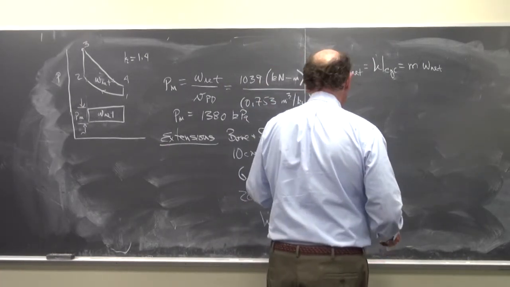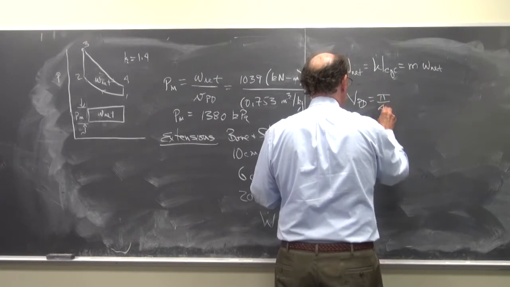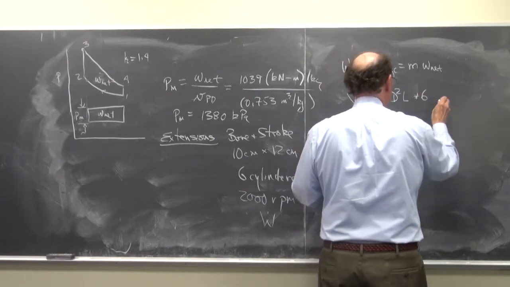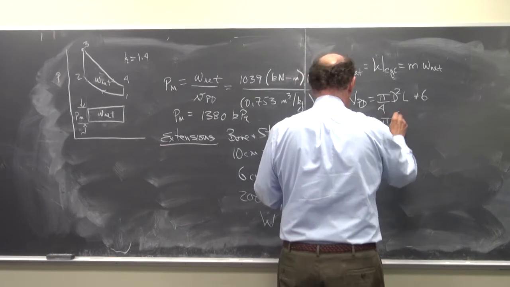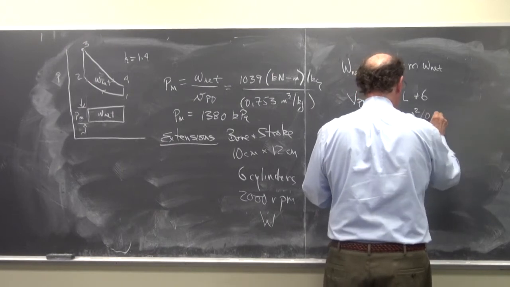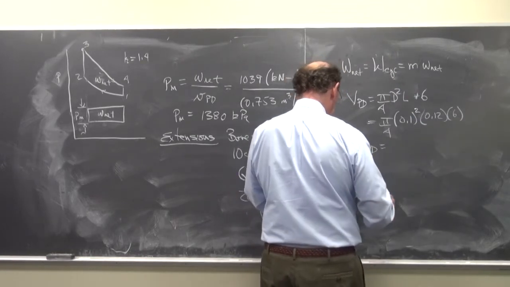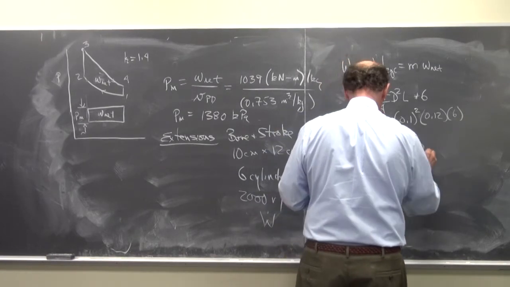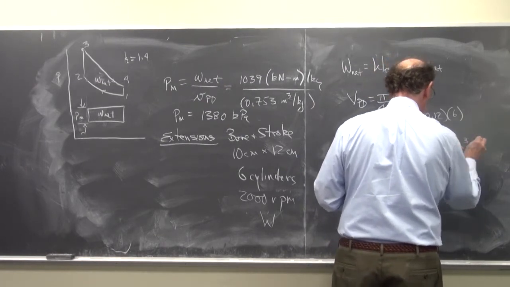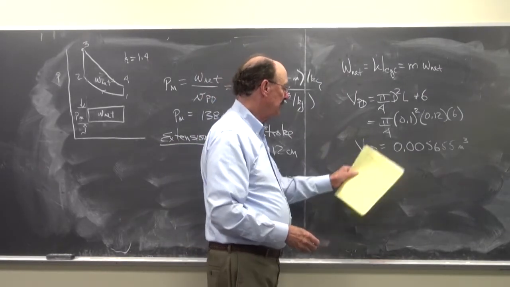And so V sub PD is pi over 4 D squared L times 6, is equal to pi over 4, D is 0.1 squared. We have to use meters, not centimeters, times L, 0.12, times 6 cylinders. And so V sub PD is equal to 0.205655 cubic meters. So now this is the engine displacement that we have, it's 5.6 liters.